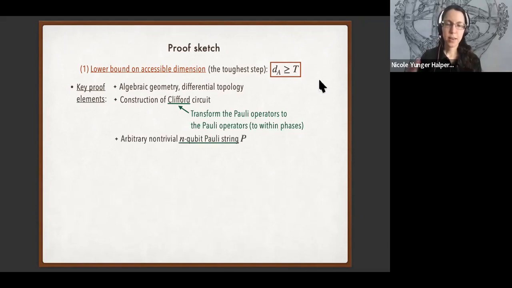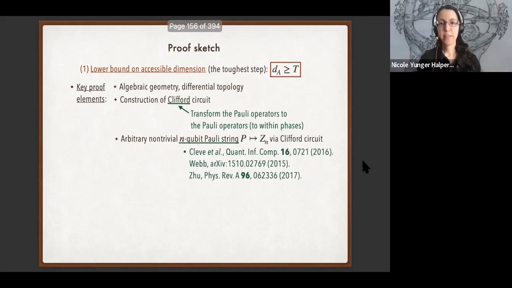I'll call an n-qubit Pauli string a tensor product of n factors, wherein every factor is a Pauli operator or an identity operator. If you have any non-trivial n-qubit Pauli string, P, then you can always transform it via a Clifford circuit into one particular Pauli string, that which acts non-trivially only on one qubit. We can designate that qubit to be the final qubit, and we can choose for the action of that string to be the Z operator. So you can always construct such a circuit with Clifford operators.